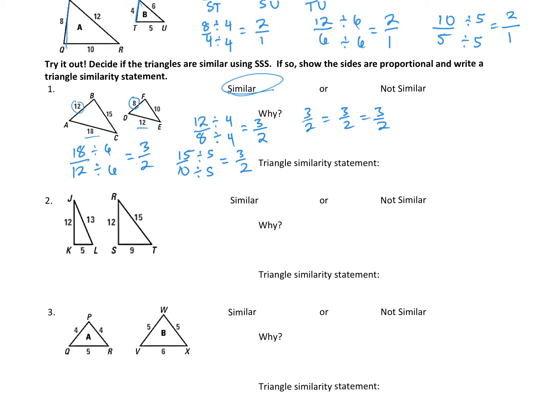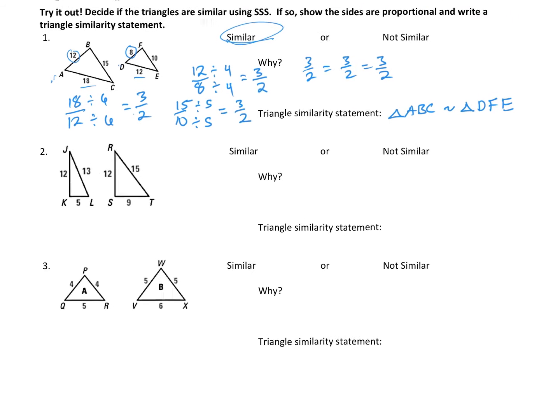My similarity statement: triangle ABC is similar to triangle DFE. Remember, you've got to match the angles together. D corresponds with A, so D goes first, so DFE.